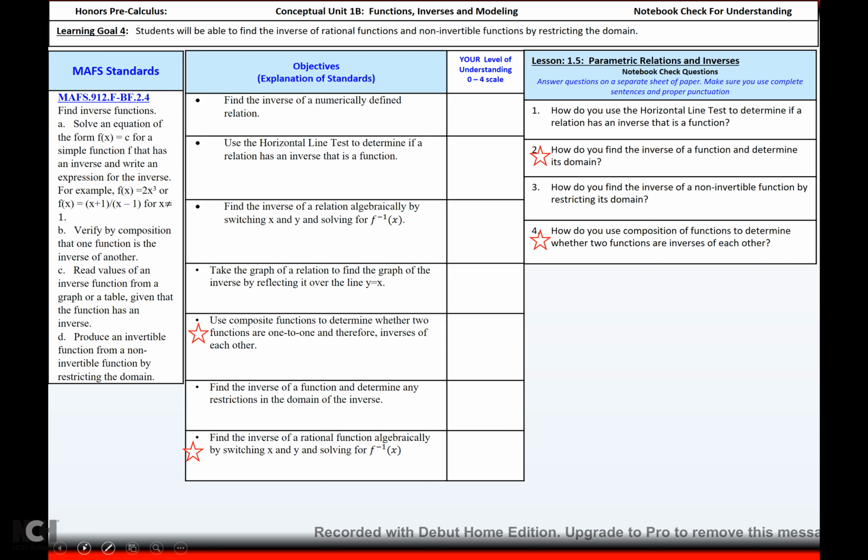Alright, so how do you find composition of functions to determine whether two functions are inverses of each other? Well, if f of g of x equals x and g of f of x equals x, then we know that they're inverses to each other.